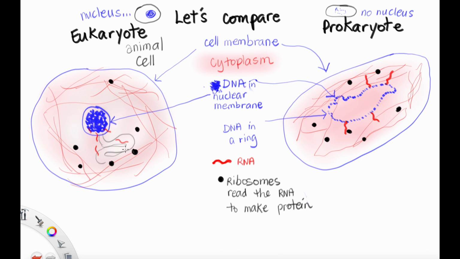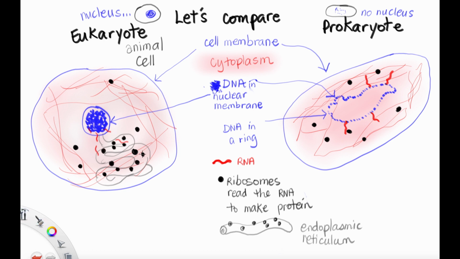And in the eukaryote, this protein synthesis happens in the endoplasmic reticulum. So you can see all the little ribosomes sitting on the endoplasmic reticulum. In contrast, the prokaryotes have their ribosomes free floating in the cytoplasm, and here they are making protein. You can see them making lots of protein.